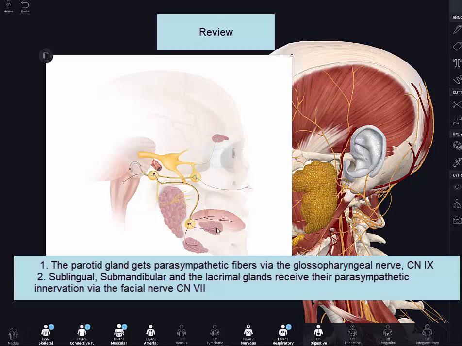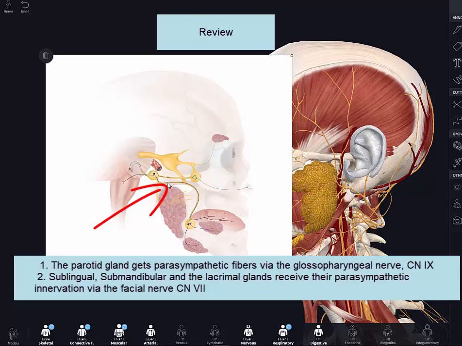Other glands, sublingual, submandibular, and the lacrimal, all innervated ultimately by branches of the facial nerve. Okay? These sublingual and submandibular glands get their innervation after the presynaptic parasympathetic fibers have synapsed in the submandibular ganglion. Okay? So, the prize question would be, if I was to lesion this nerve indicated with a little arrow right now, what would be a symptom that you would expect in the patient?